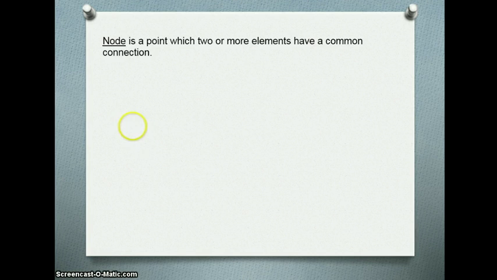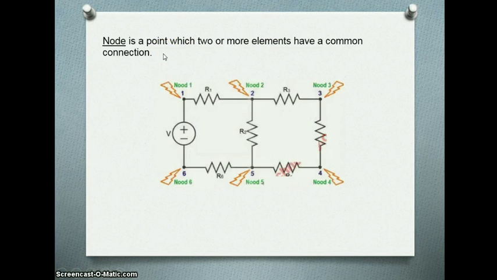Node is a point where two or more elements have a common connection. So it's basically a connection point. If you look at the example given below, you can identify the different nodes here. There is a node connected between the source and the resistance. There is a node connected between the three resistors, and there are nodes on other parts of the circuit as well. So in this example, you can identify there are 6 nodes. So node is nothing but a connection between any two elements.